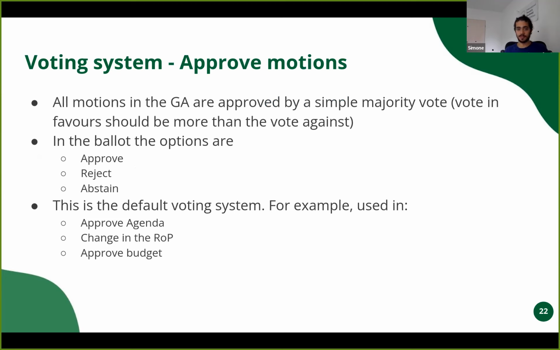We count how many votes are in favor and how many are against, and if the ones in favor are more than against, the motion is passed, is approved. And in your ballot, you're going to see 3 options: approve, reject, or abstain. And this is the default voting system, and it should be simple enough. But for election it is a tiny bit more complex.